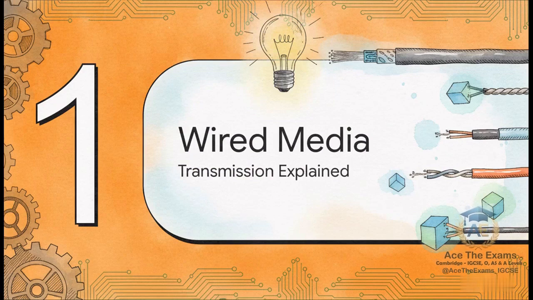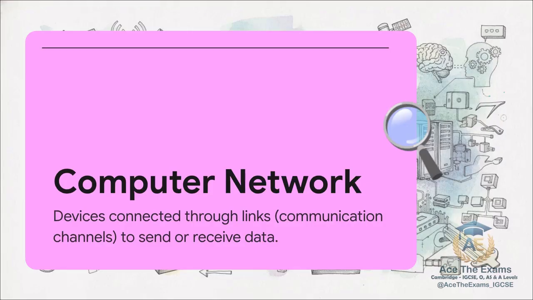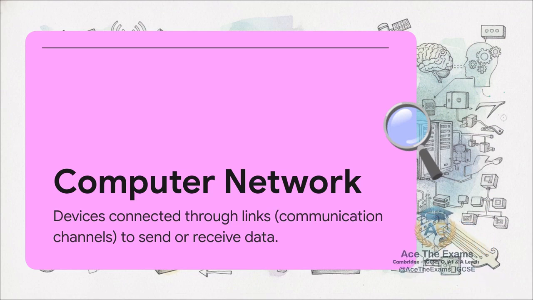Section 1. Wired Transmission Media Explained. Let's get your transmission fundamentals locked down. We really have to start with precision here. Think of it like this. A computer network is fundamentally just a set of devices, which we call nodes, right? Things like computers or printers, and they're connected through links. But examiners want you to call these links communication channels.